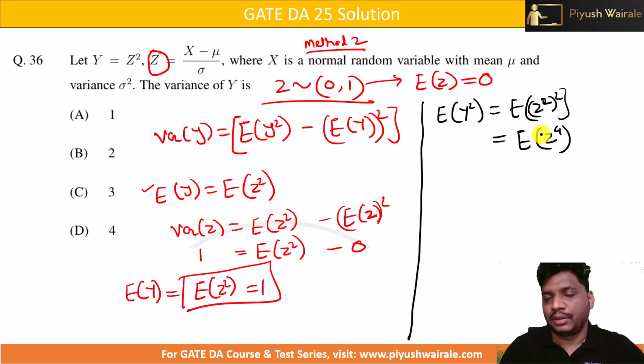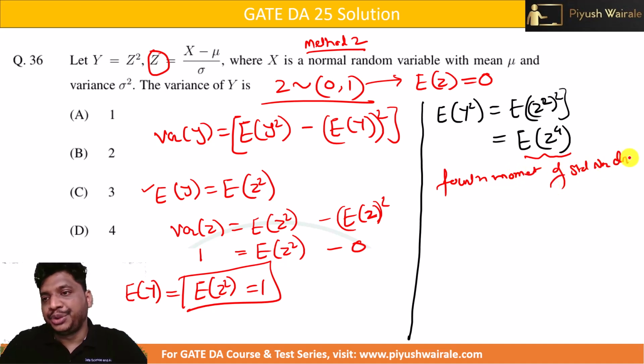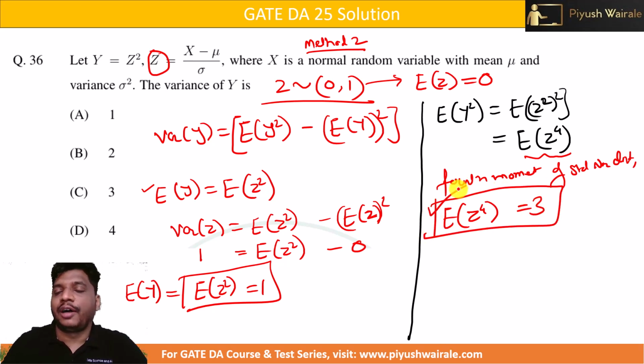So we need to find out this one, right? z is a standard normal distribution, so we can say it is the fourth moment of the standard normal distribution. Since it is the fourth moment, expectation of z to the power 4 is equal to 3. How we got the expectation of z to the power 4 is 3 is something we have discussed in the lecture, so please watch that particular video or tutorial. So the fourth moment of standard normal distribution is 3. Remember this.